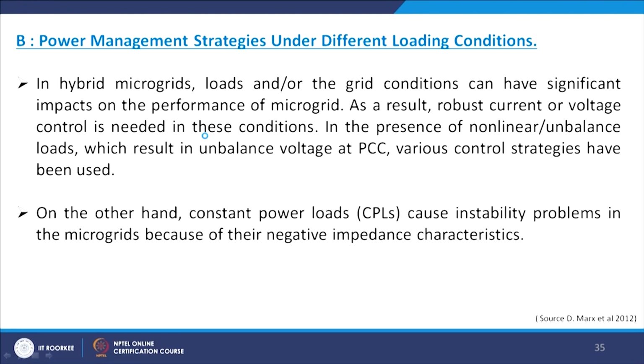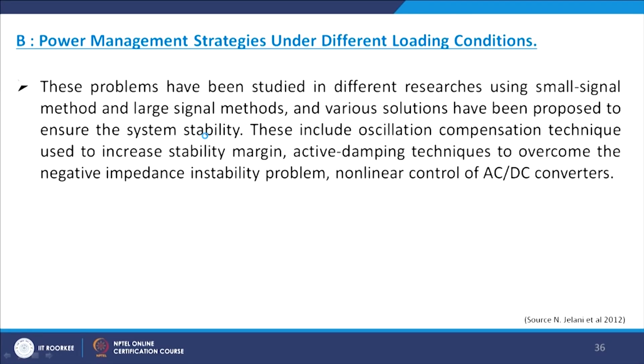On the other hand, constant power loads (CPLs) cause instability problems in the microgrid because of their negative impedance characteristics. These problems have been studied in different researches using small signal methods and large signal methods, and various solutions have been proposed to ensure the system stability. This includes oscillation compensation techniques used to increase the stability margin, active damping techniques to overcome the negative impedance instability problem, and nonlinear control of AC/DC converters.